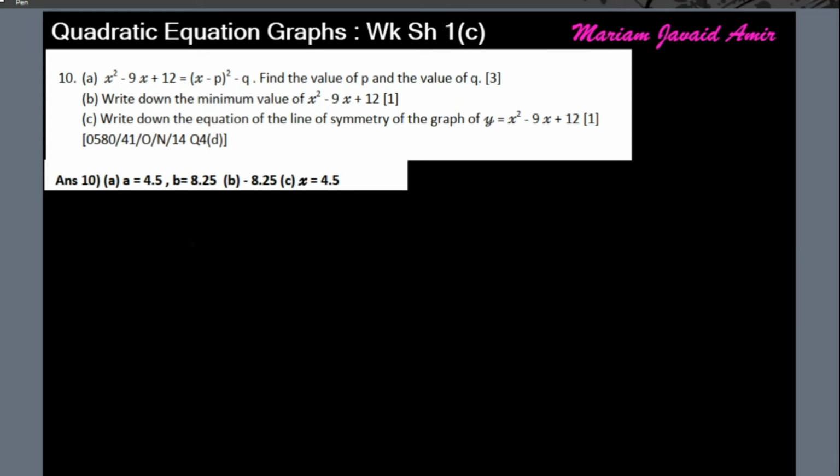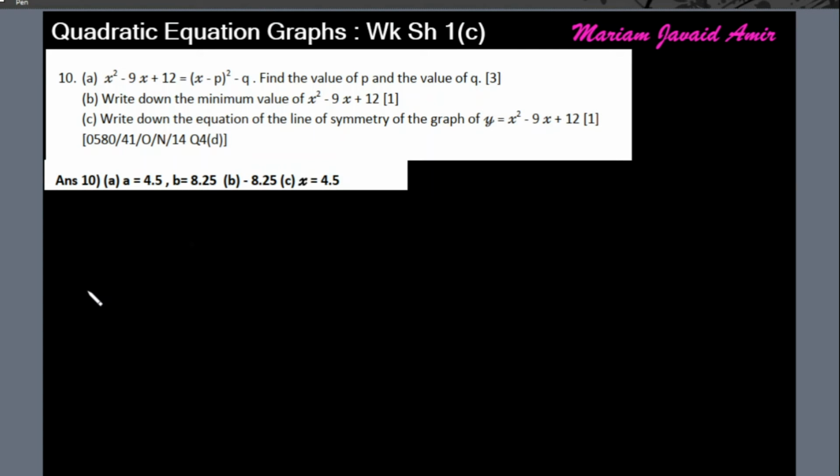Question number 10, part A, which says x square minus 9x plus 12 equals x minus p whole square minus q. Find the value of p and q. So simply complete square form. So we use the same procedure.